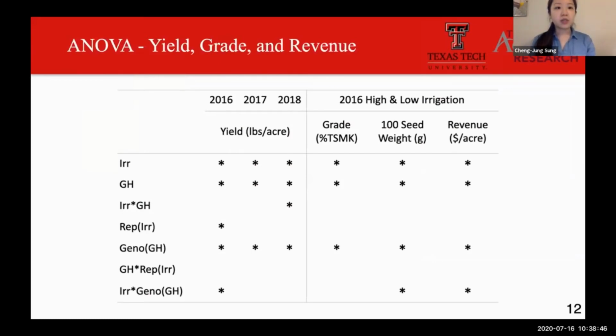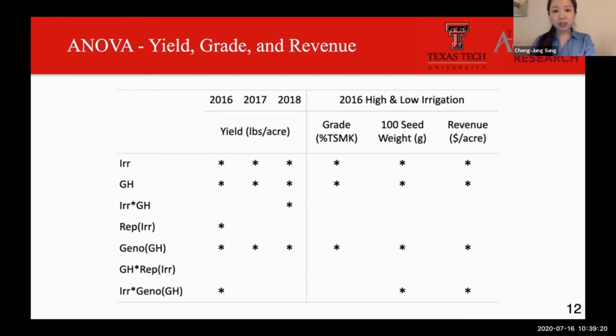And so here are the results of the ANOVA of yield, grade, and revenue. On the left side of the table are the results for yield, which we already discussed just now. On the right side are the grades, which are the percent TSMK, total sound mature kernel, also called shell out rate, and the 100 seed weight in grams, and the revenue, which is the value per acre. These data were obtained from the 2016 high and low irrigation data.